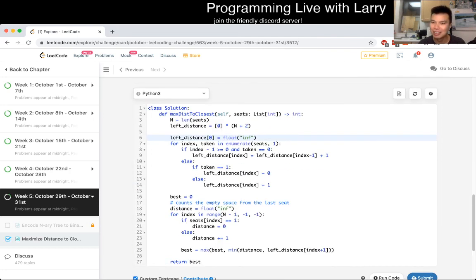I ran into a couple of little things, but I think the general concept is still pretty good. So what is the running time? We look at each seat once on the left side, and then another time for the right side. So 2 passes, 1 time for each seat. Given n seats, that is O of n time. For space, clearly we have left distance, so it's going to be O of n space.